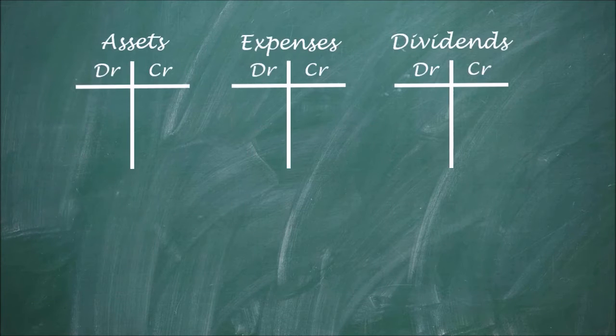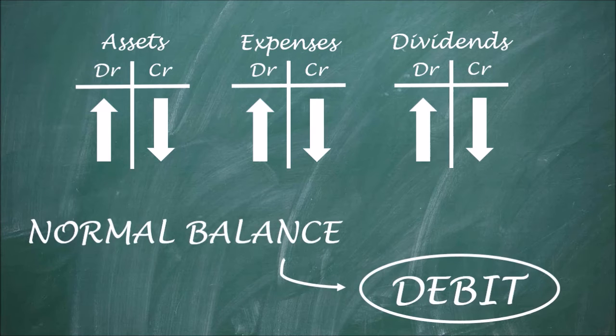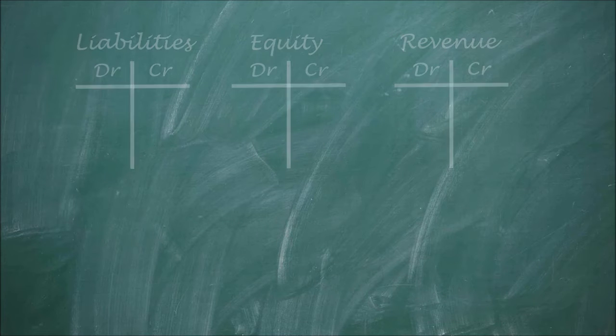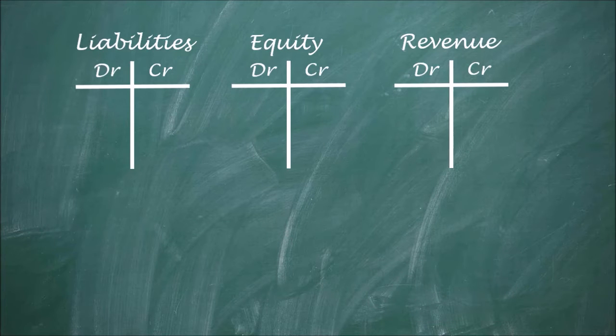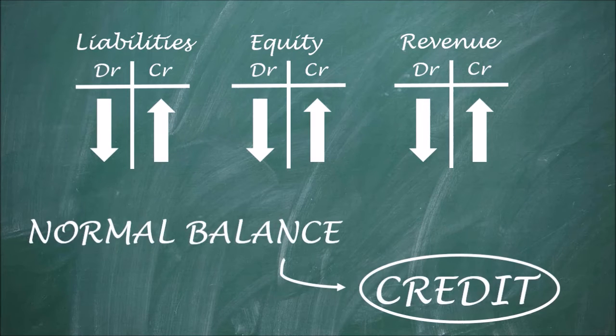Accounts such as assets, expenses and dividends increase with a debit and decrease with a credit. It's because their normal balance is debit, while liabilities, equity and revenue decrease with a debit and increase with a credit because their normal balance is credit.